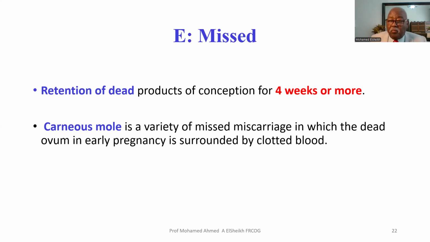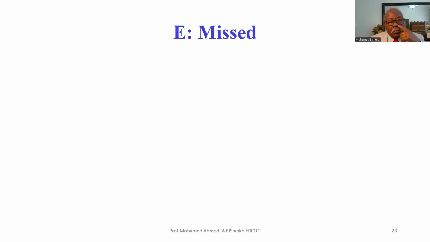It is a variety of missed miscarriage in which the dead ovum, or fertilized ovum early in pregnancy, died and became surrounded by clotted blood and stayed there. We call it carneous mole. In most situations, miscarriage means that the fertilized ovum or the conceptus has died and been retained in utero, whether there are some blood clots around it early on or not.